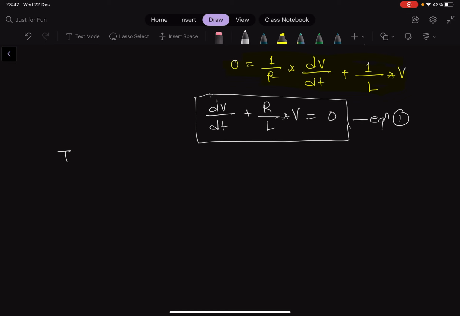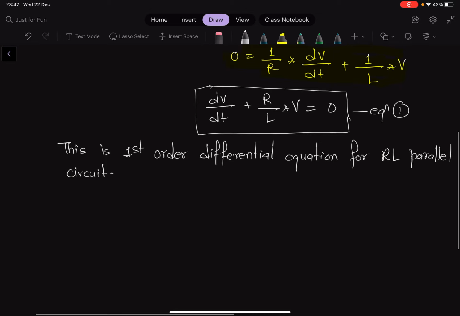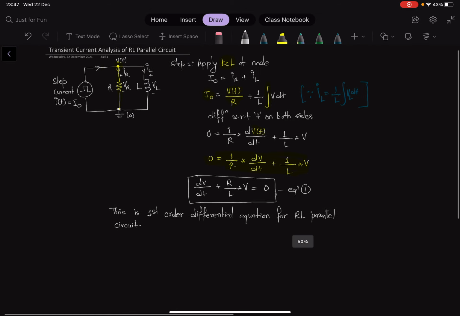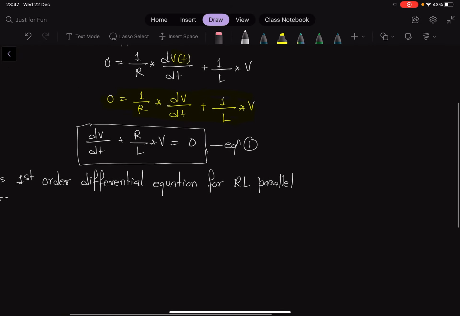So I'll write this is first order differential equation for RL parallel circuit. So our step 1 is done. So we are going to move on to step 2 now. So this is for step 1. Then let's move on to step 2.